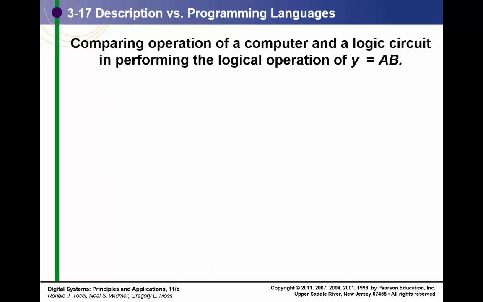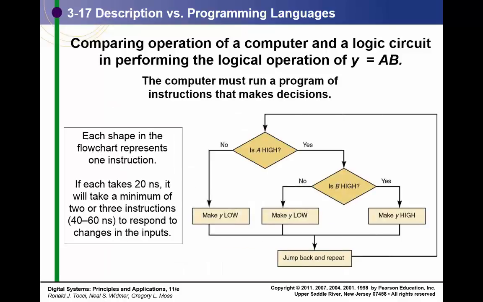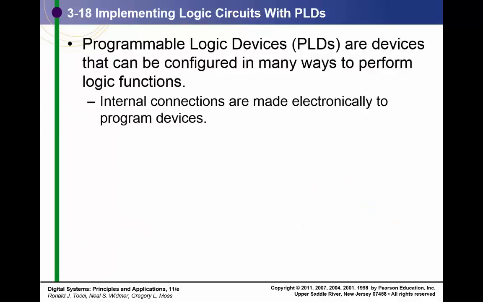If we look at a programming language, we have to go through and look at each input individually and make a decision. So it's a series of steps. So in most cases, using a hardware description language and going to hardware is going to end up with a faster circuit, but it's less flexible once it's been built.